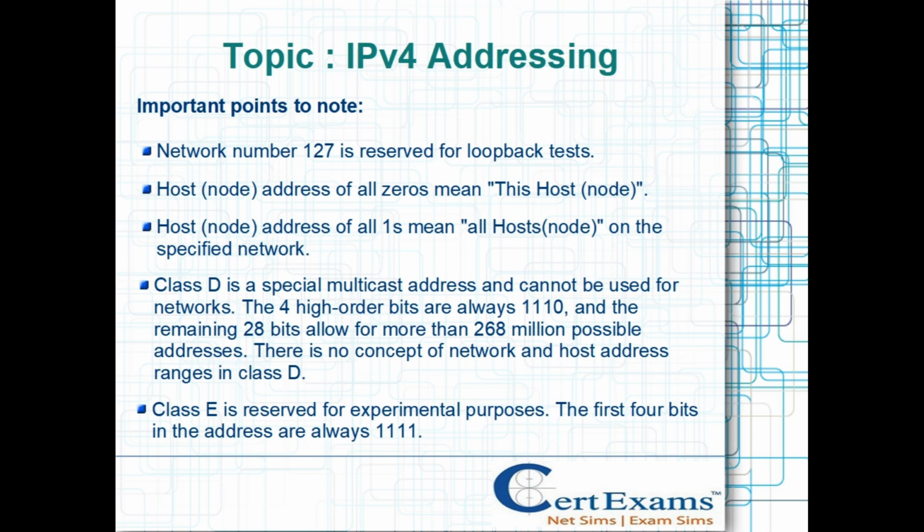Host address of all ones means all hosts on the specified network. Class D is a special multicast address and cannot be used for networks. The 4 high-order bits are always 1110, and the remaining 28 bits allow for more than 268 million possible addresses. There is no concept of network and host address ranges in Class D.